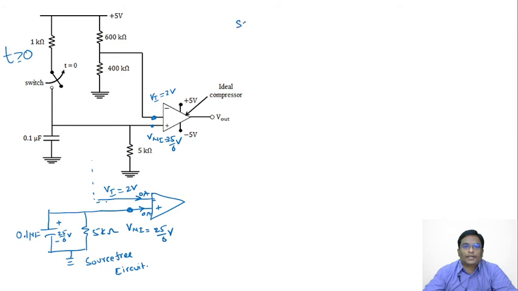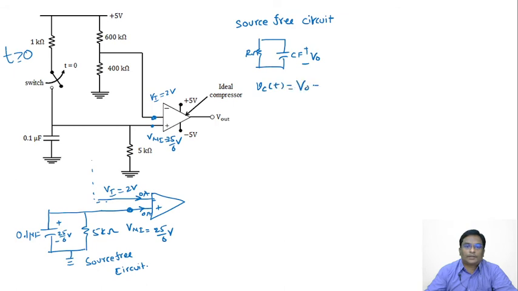For a source-free RC, from circuit theory, we know in the transients concept, when R ohms, C farad, and C is initially charged to V naught, then the response Vc of t is given by the initial voltage V naught into e power minus t by tau, where tau equals R into C, for all t greater than or equal to 0.